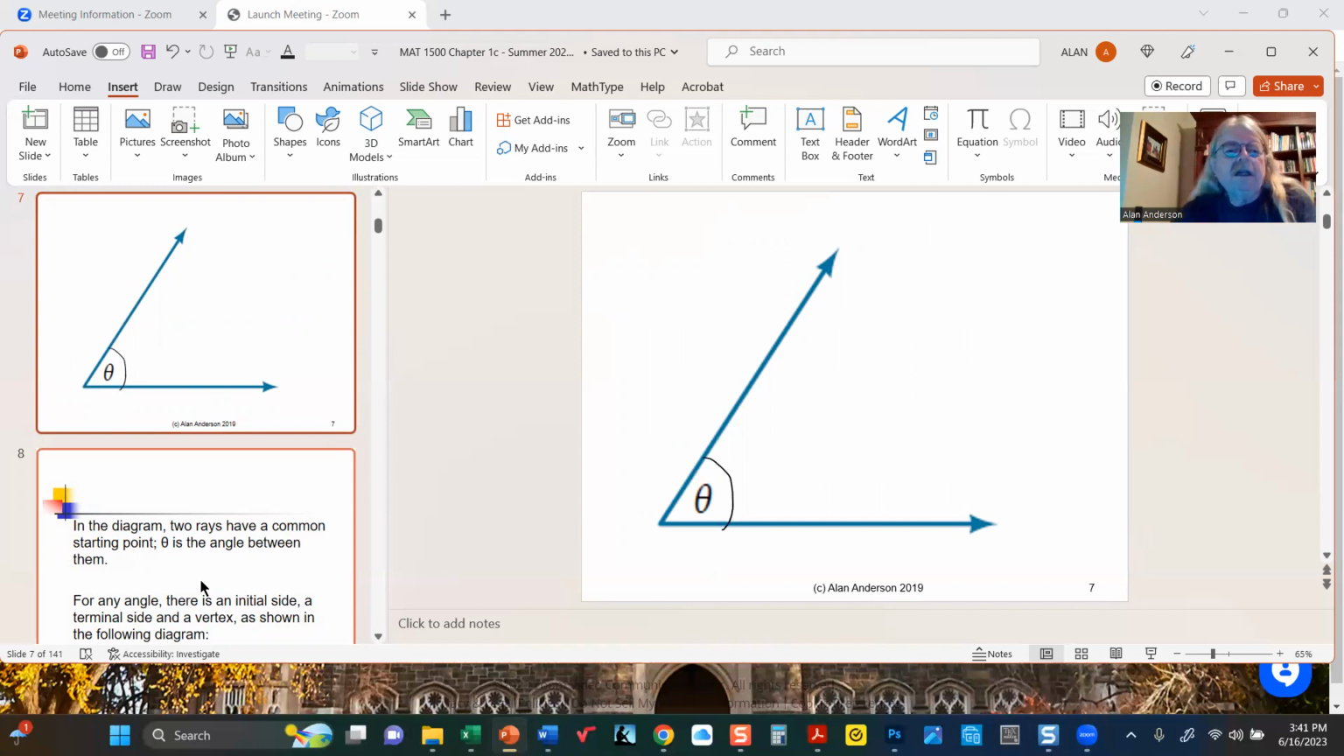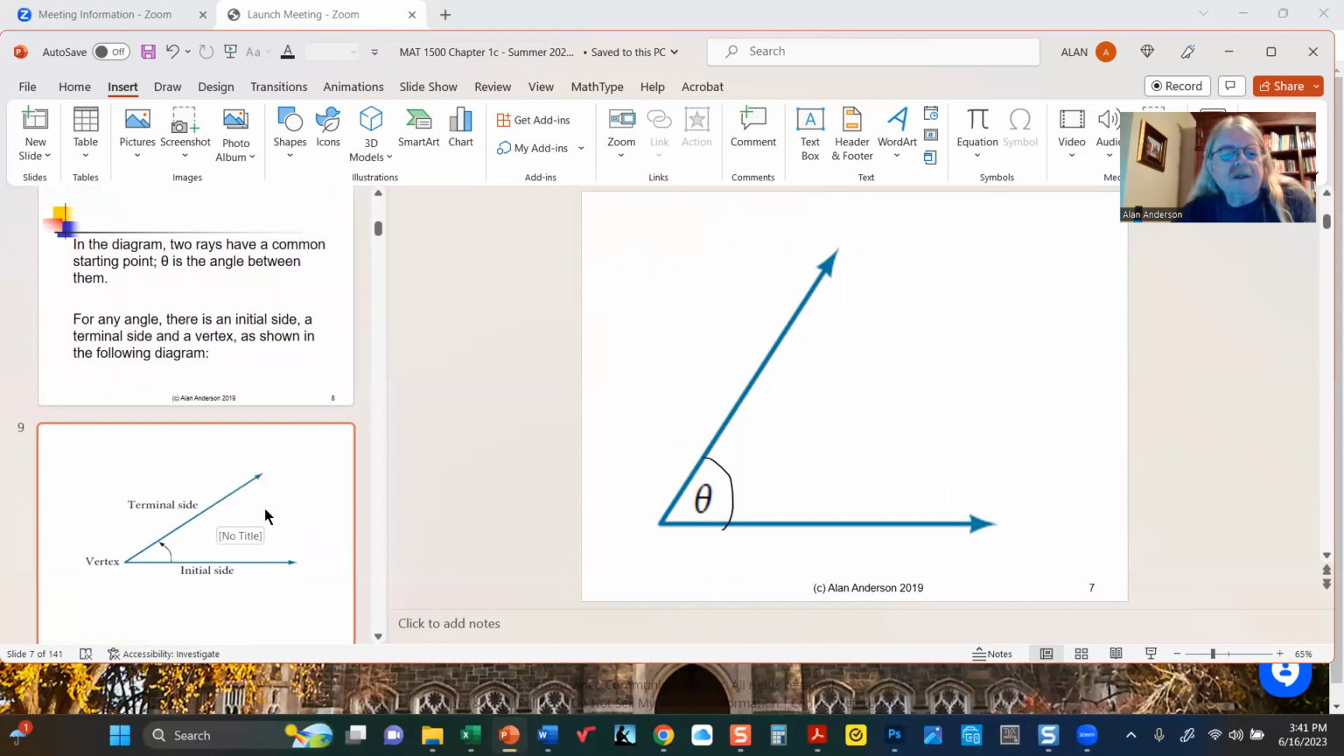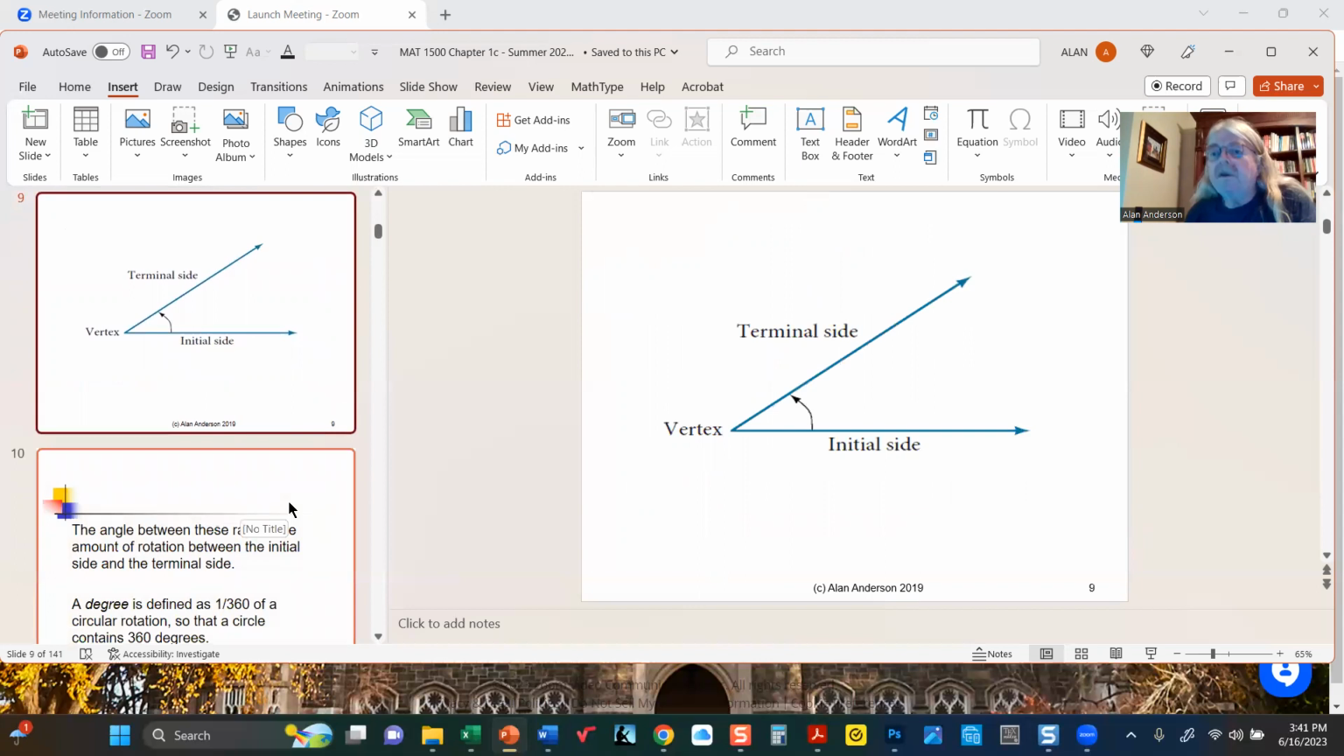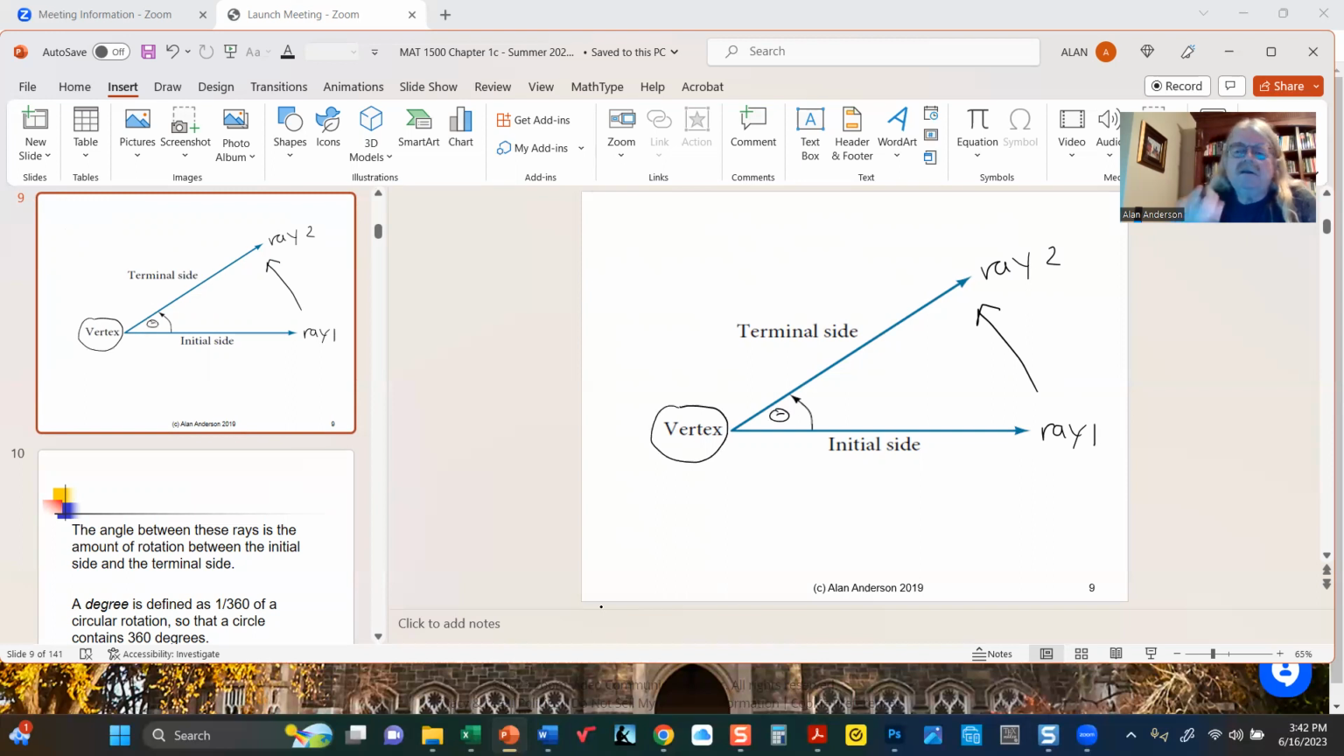Everything in this diagram has names, by the way. We're assuming that we know which direction we're going. In other words, here's the first ray, we'll call it ray 1, and we're moving towards ray 2. So we have an initial side, a terminal side, and the point where they meet is called a vertex. The angle represents how far we have to go to move from one ray to the next.